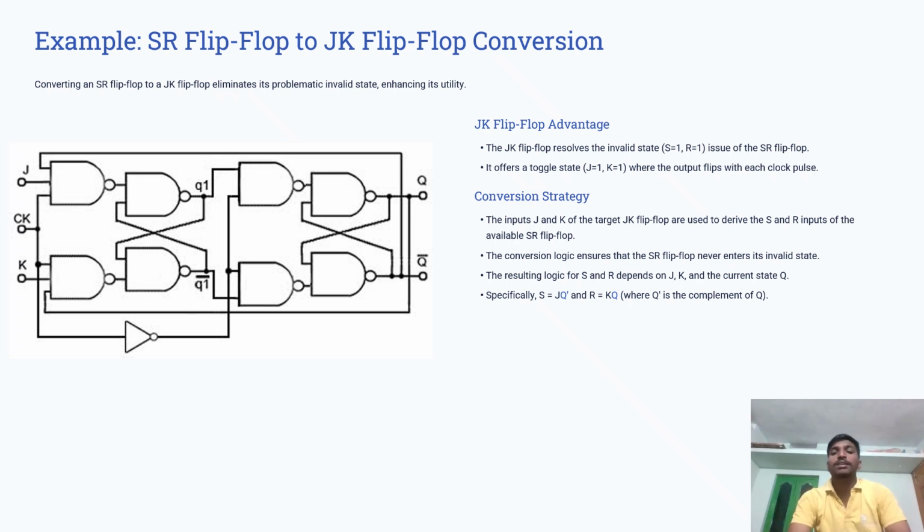The inputs J and K of the target JK flip-flop are used to derive the S and R inputs of the available SR flip-flop. The conversion logic ensures that the SR flip-flop never enters the invalid state. The resulting logic for S and R depends on J, K, and the current state Q. Specifically, S equals J Q dash and R equals K Q, where Q dash is the complement of Q.